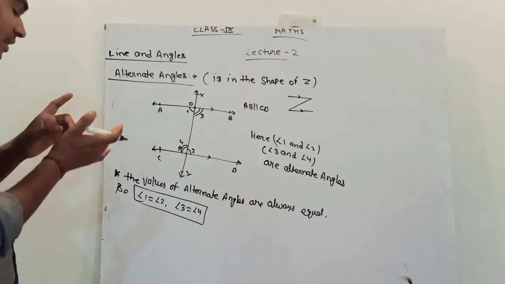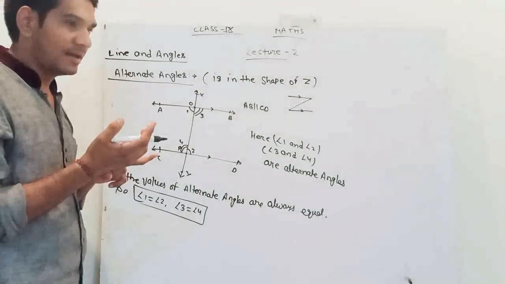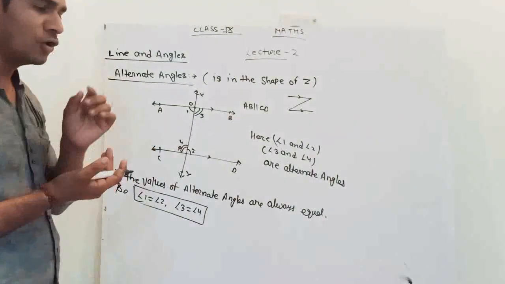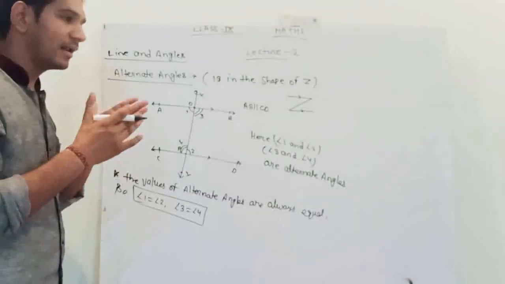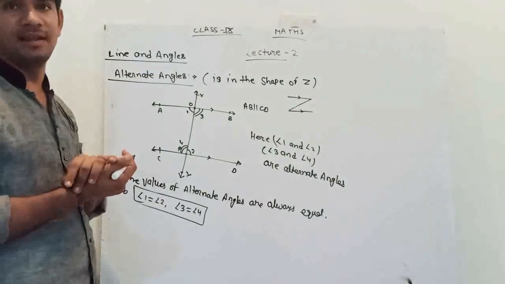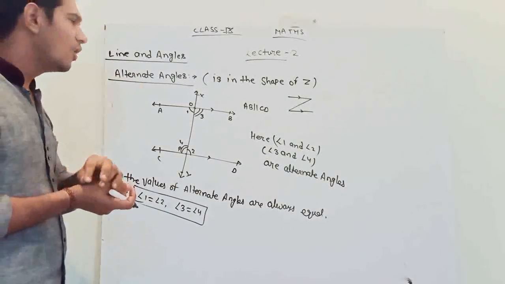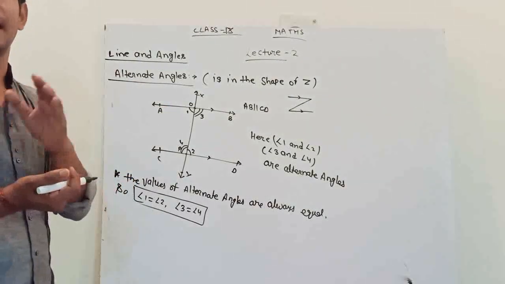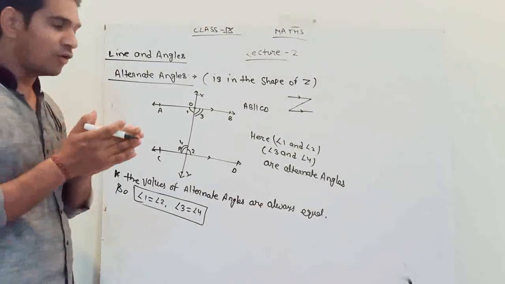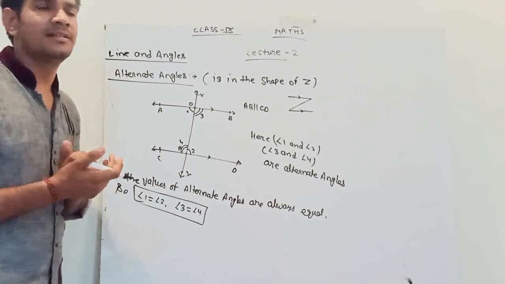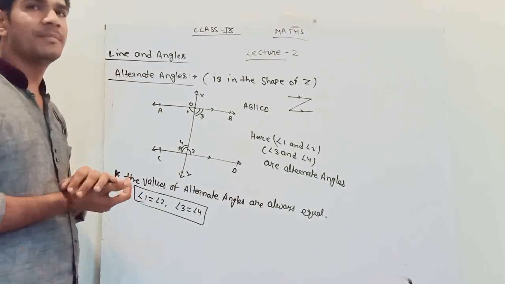Okay, so we discussed first the vertically opposite angle, then corresponding angle, then co-interior angle, and then alternate angle. Out of four angles, these three angles are always forming between two parallel lines. Agar aapko prove karna hai that lines are parallel, then how will you prove? Either you will show corresponding angles are equal, or alternate angles are equal, or co-interior angle sum is 180. Two angles ka sum 180 aaya, meaning these angles are co-interior angles, and we know that co-interior angles are always forming between two parallel lines. Understand? Now we will discuss some examples.